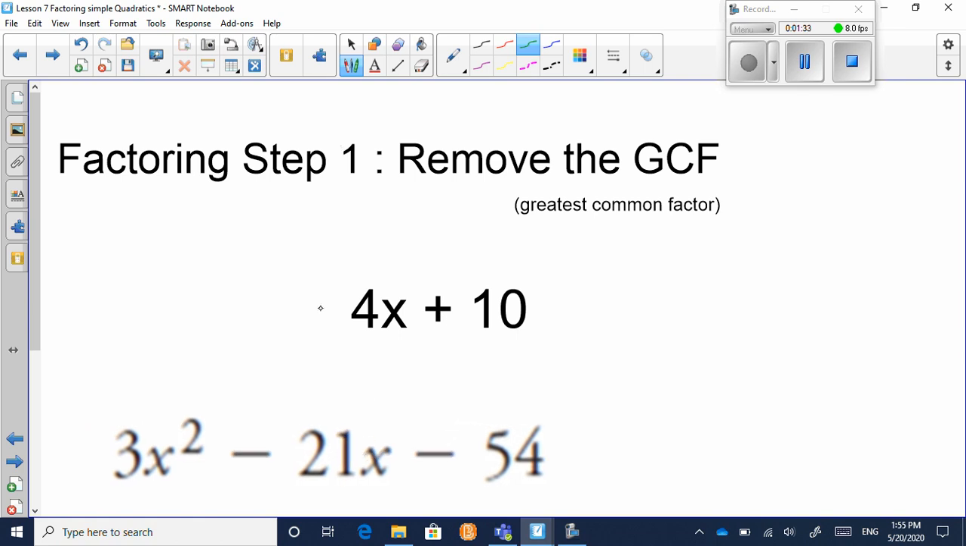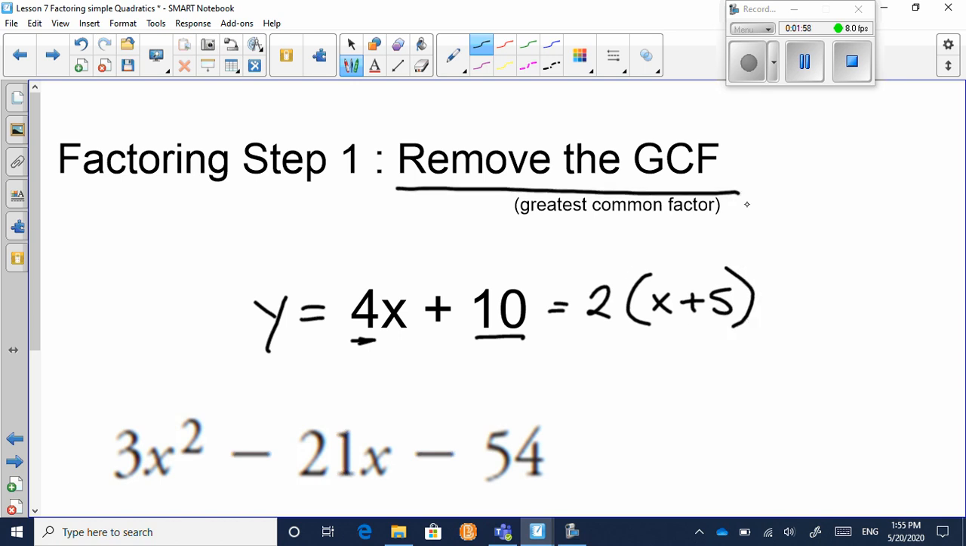Let's just say that it was y equals 4x plus 10. I know that that's a linear equation, but I could write that. I could pull a common factor out of it and say, well, I can see that 2 goes evenly into both of those numbers, so it's 2 times x plus 5. That's what we call removing the greatest common factor.